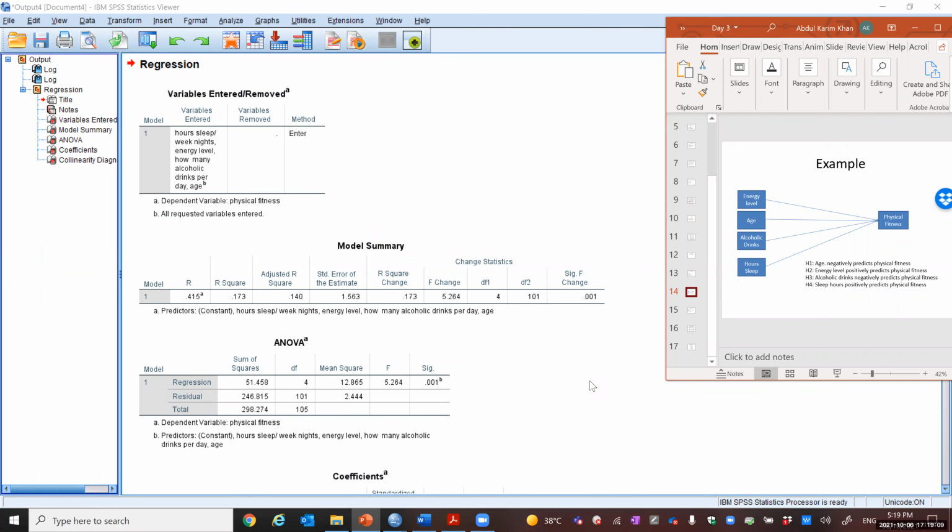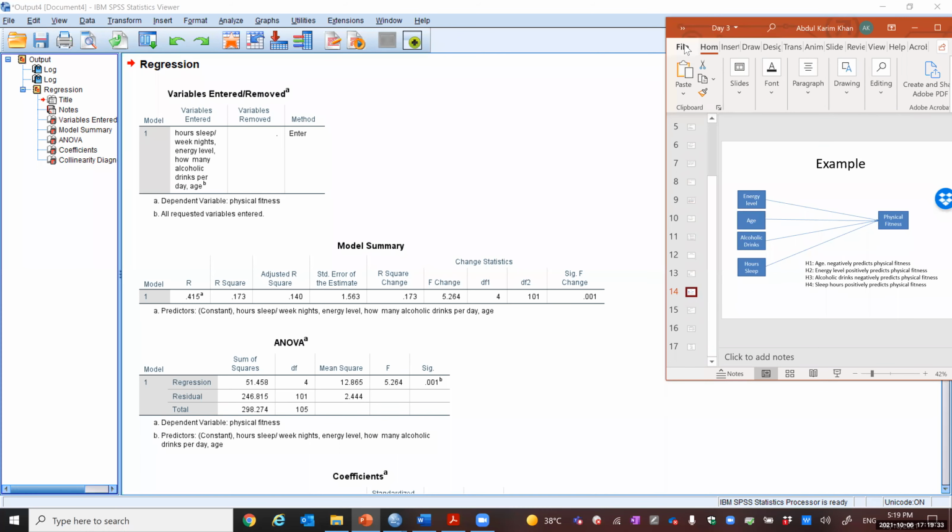R square tells us how much variance of the dependent variable has been explained by your independent variables.